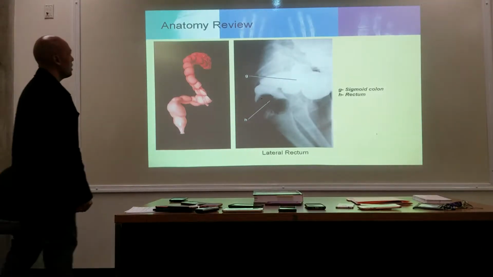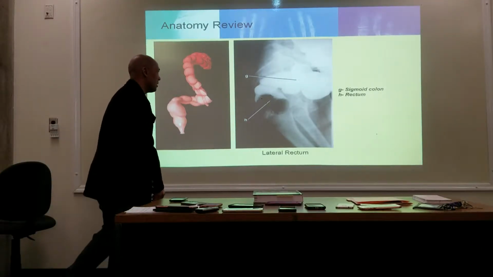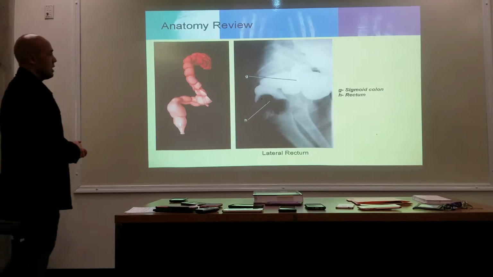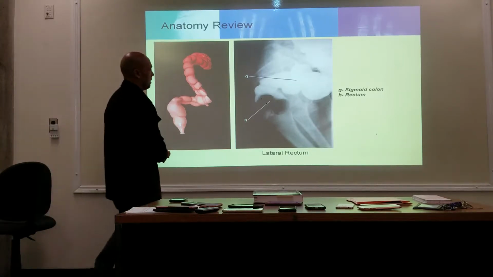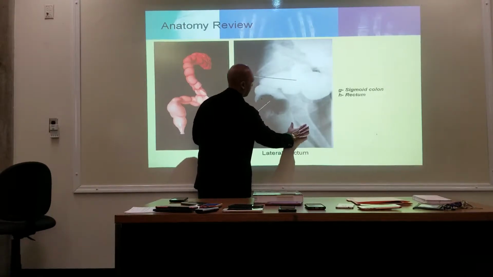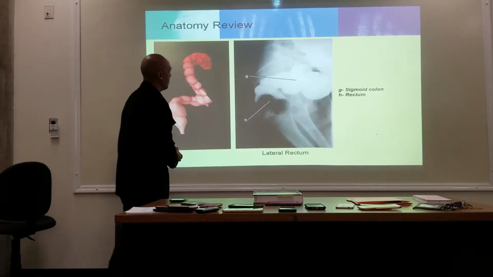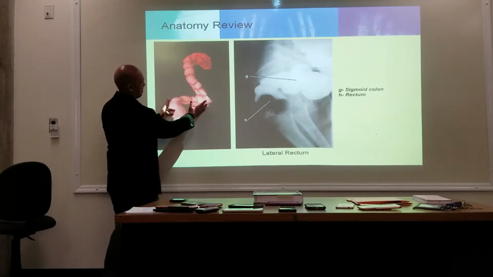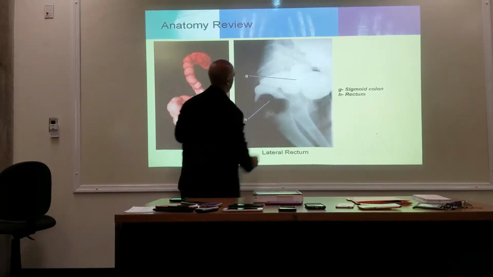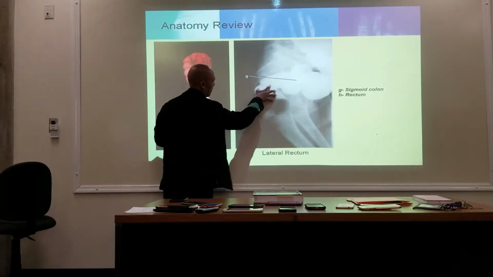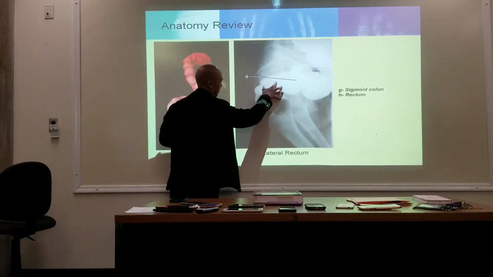Here we have a lateral projection of the rectum. This is one of the views that you will be taking, a lateral view of the rectum. You can see the hips and the bilateral femur, and here is the rectum right here. Rectosigmoid, and then this is the larger rectum. This is the rectosigmoid area.